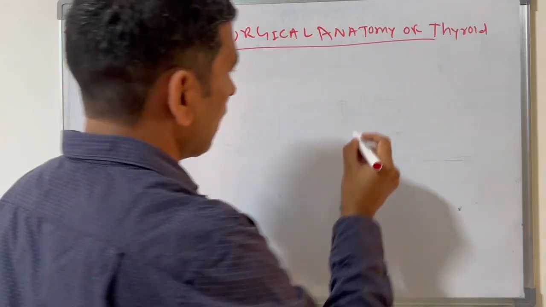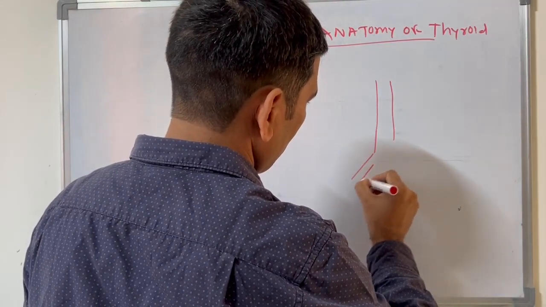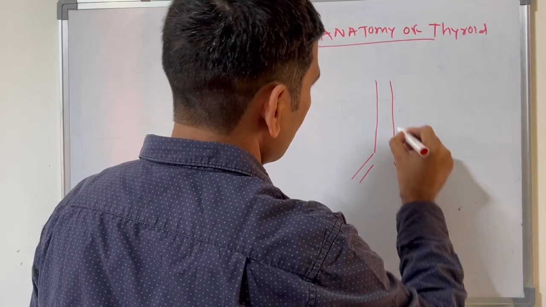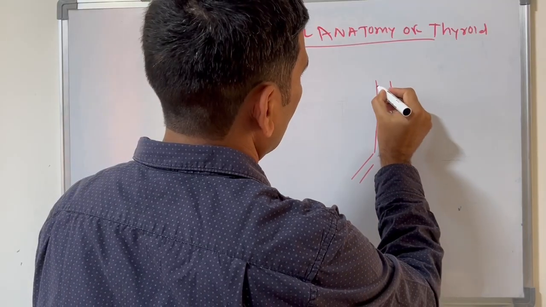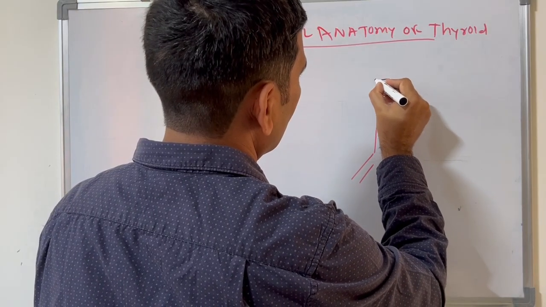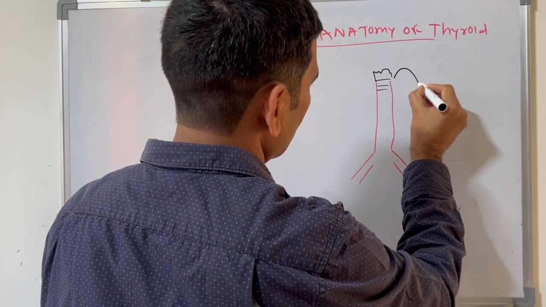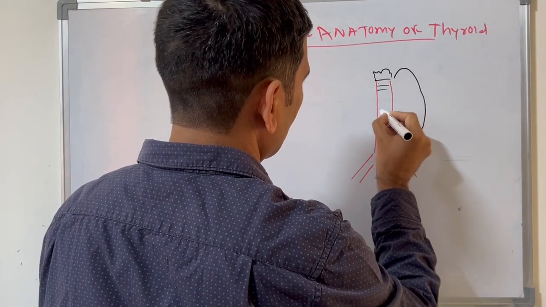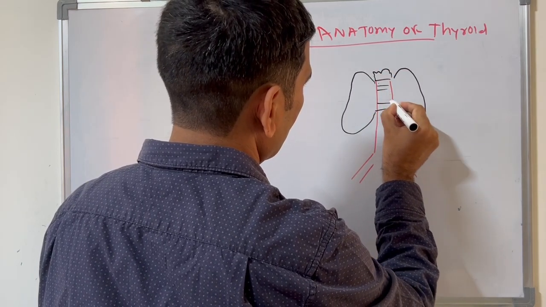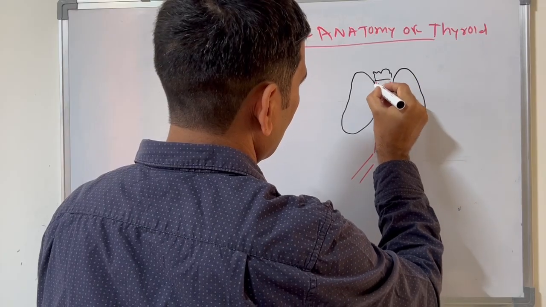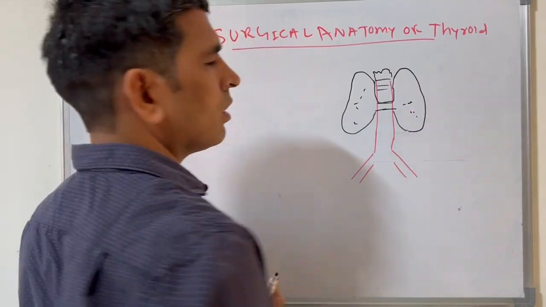This is the thyroid gland. This is the trachea, and this is the larynx. So this is the thyroid gland.